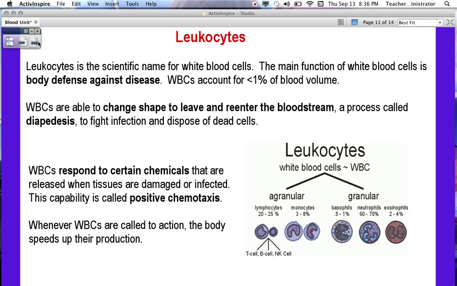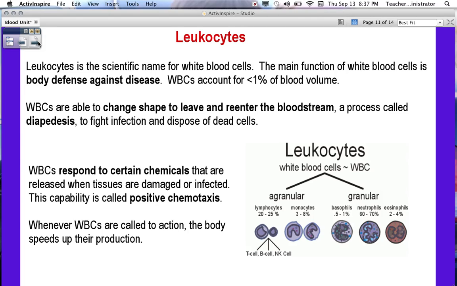White blood cells are going to respond to certain chemicals that are produced in your tissues when they are damaged or infected. And so then they get the message, so to speak, that they need to be released and go out and fight the infection. This is known as positive chemotaxis because they're responding positively to the chemicals being released by those damaged tissues.